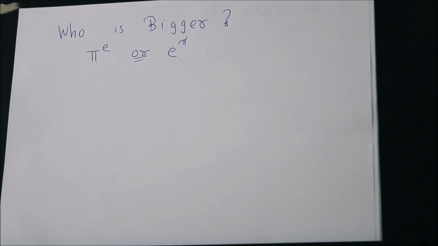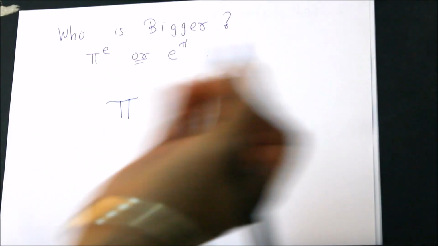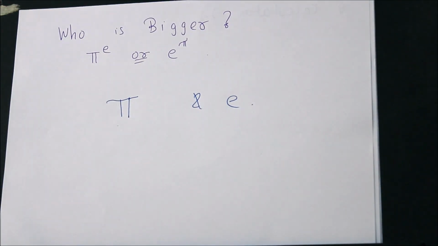Hey everyone, so today I'm going to discuss the relation involving two famous irrational numbers, which is nothing but pi and e. Why famous? Because whenever you do calculation, these are the two irrational numbers which usually pop up.